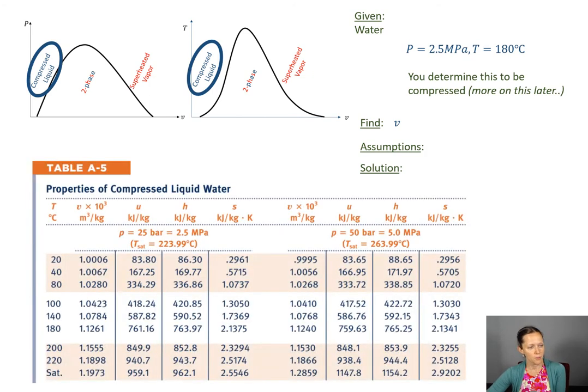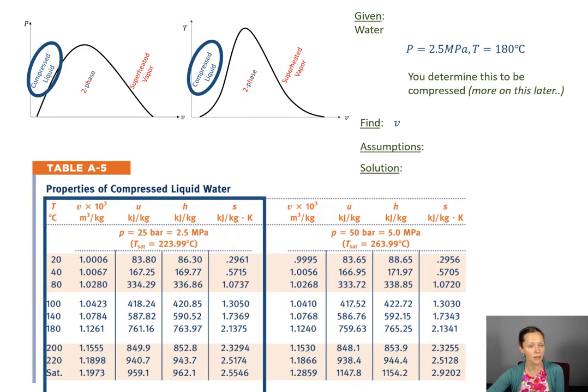All right. So table A5, just go to the block that corresponds to 2.5 megapascals. There I am. There's my block. And you'll see that I have a column for specific volume and a column for temperature. All I need to do is go down to the temperature of 80 degrees Celsius and read off the corresponding specific volume. And you'll notice that the specific volume is written as a number times 10 to the third. So the actual value is 0.0011263 meters cubed per kilogram.